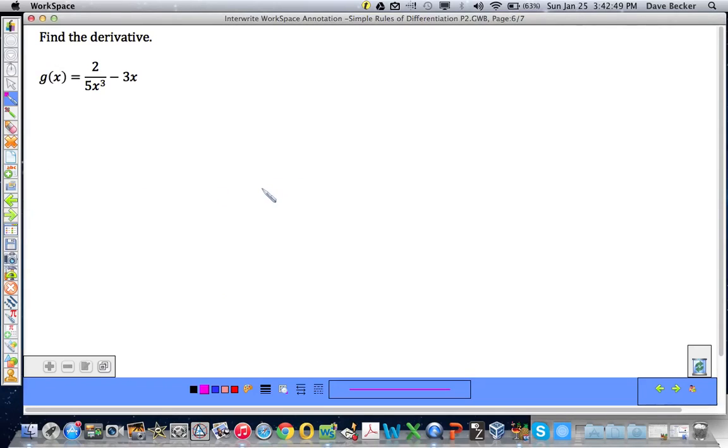Okay. Here we need another recall. And that is, if I have a over x to the b, I can rewrite that as a x to the negative b. In other words, I can move a variable up into the numerator if I make the exponent negative.